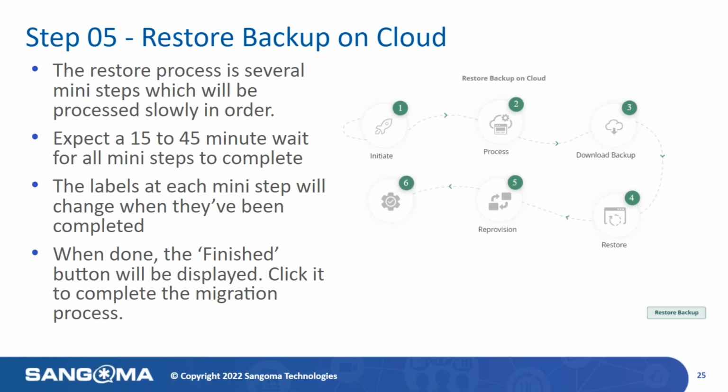But it will step you through the process and change the little labels on each of the icons as they complete to indicate that things are still in progress. When it's finally finished, the finish button will be displayed at the bottom, and you can click it to take you to step 6.